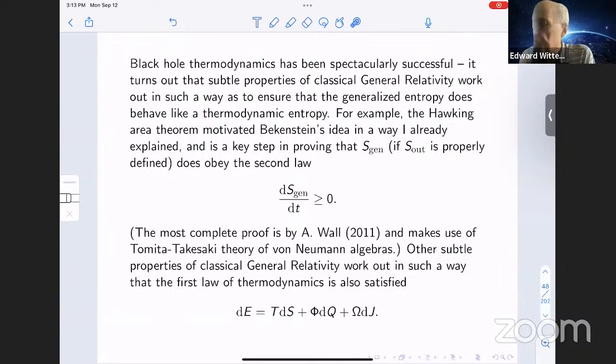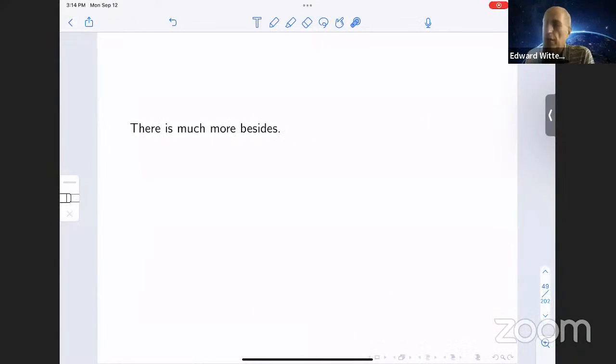The most complete proof of the generalized second law was given relatively recently by Aaron Wall and makes use of Tomita-Takesaki theory of von Neumann algebras, which unfortunately I won't have time to talk about today. Other subtle properties of classical general relativity work out in such a way that the first law of thermodynamics is also satisfied, and so on. There's much more besides, but there's a kind of conspiracy where classical general relativity seems to know about black hole thermodynamics.